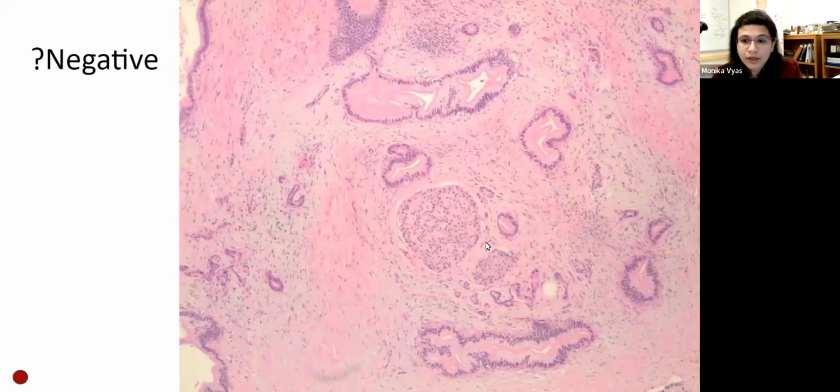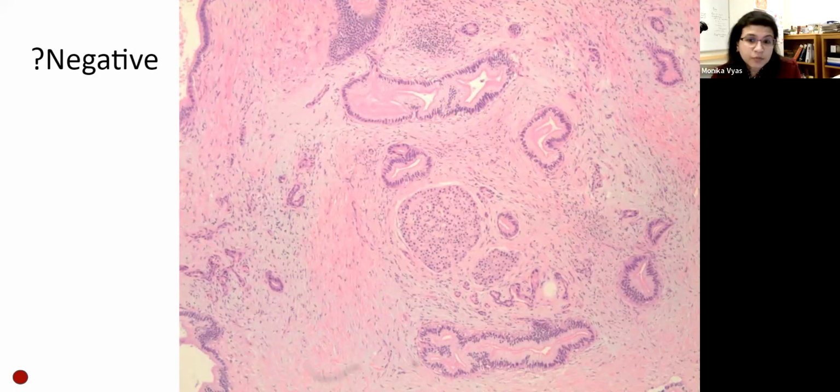And then on higher power, you see a lot of these glands and then islets and background stroma. It's very fibrotic. So again, suggestive of maybe chronic pancreatitis. And these ducts look very bland. Some of them are very large, as we saw on a low power image. So this would be really tricky to diagnose on frozen section.